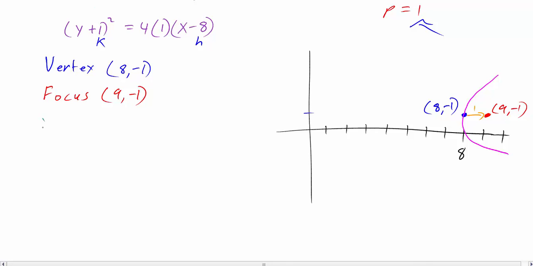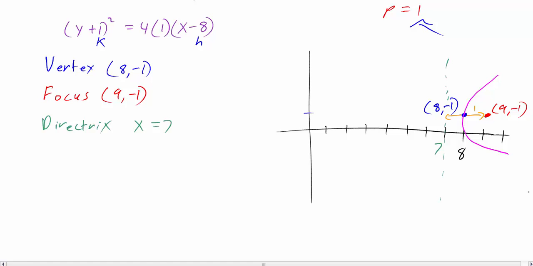And then we could do the same thing if we want to identify the directrix, except for now we know we're going to go the other direction, so we have to go 1 unit to the left, and we would have the directrix to go through here. And if we're going to take 1 away, then the 8 would be 8 minus 1, so therefore we know this is going to be at 7. So the equation would be x equals 7.